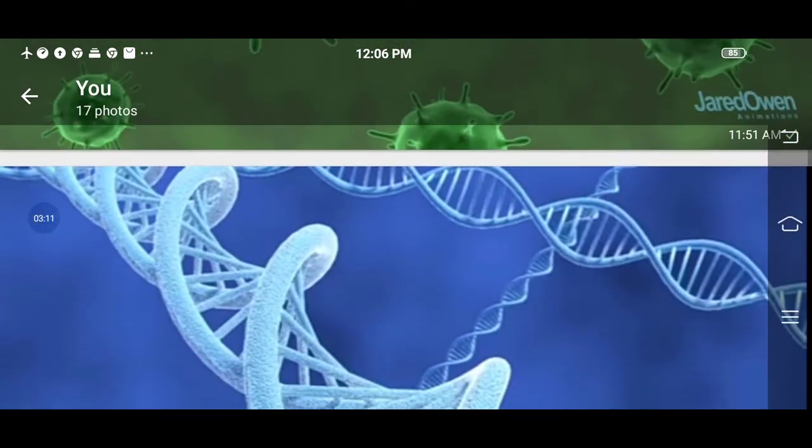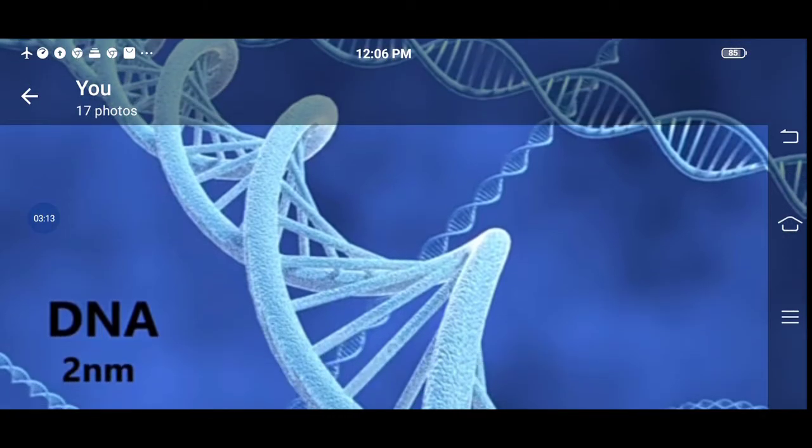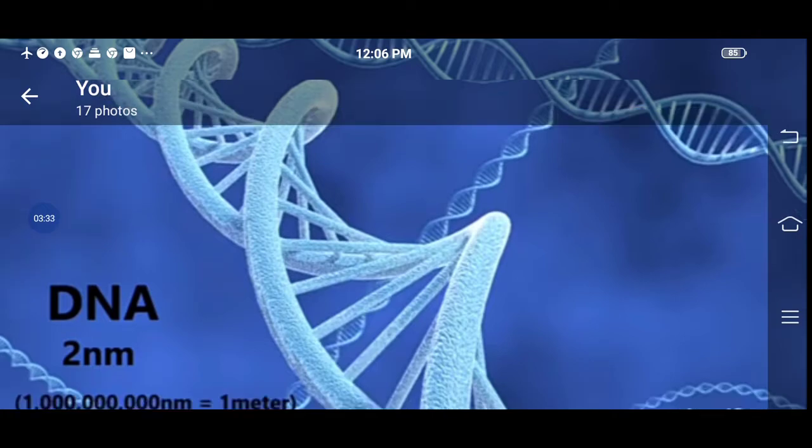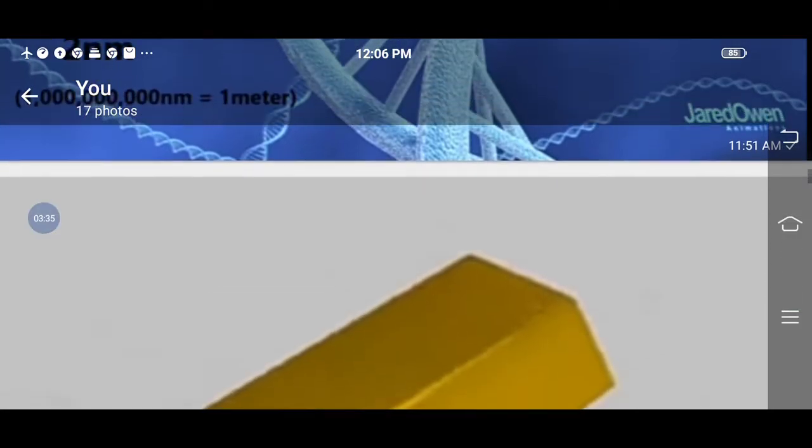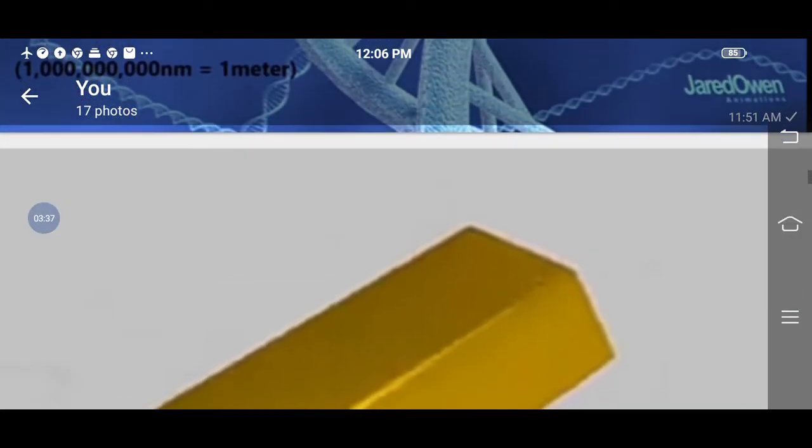Next, coming to the DNA. DNA also has a size of 2 nanometers. Nano means 10 power minus 9 meter. So that DNA also has a larger size than the atom. You just imagine what's the size of an atom. A very, very tiny particle present in any element.